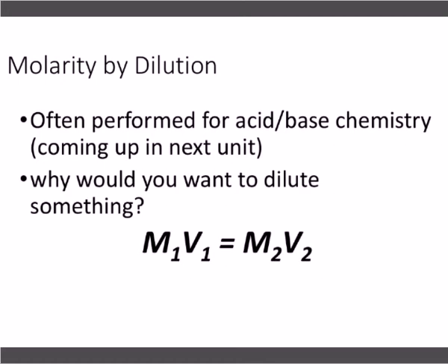All right? So this formula, guys, allows us to figure out concentrations from dilutions. A lot of times you'll hear them called serial dilutions, where they go down in a series, in a stepwise pattern. Often these are performed for acid-base chemistry, which is our next unit. So I may have you do a set of serial dilutions in the next few weeks.